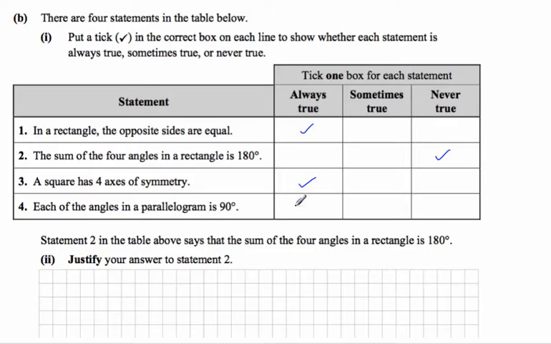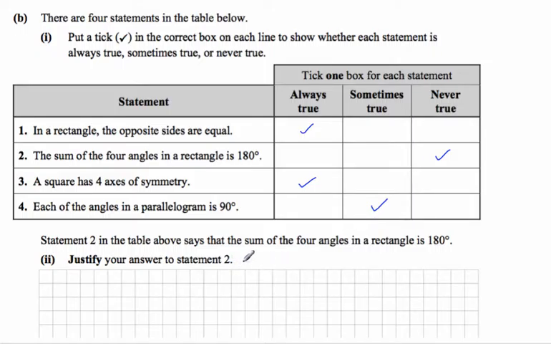Statement 4 says each of the angles in a parallelogram is 90 degrees. Well, a square and a rectangle, they are types of parallelogram. So it is true in the case of a square and a rectangle. However, it's not the case in other parallelograms. So that is sometimes true.